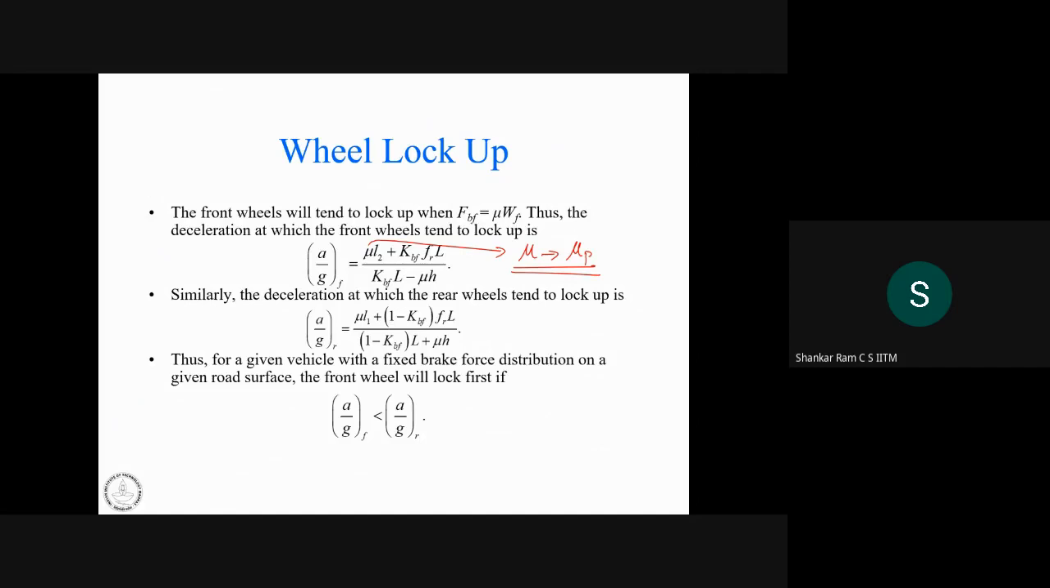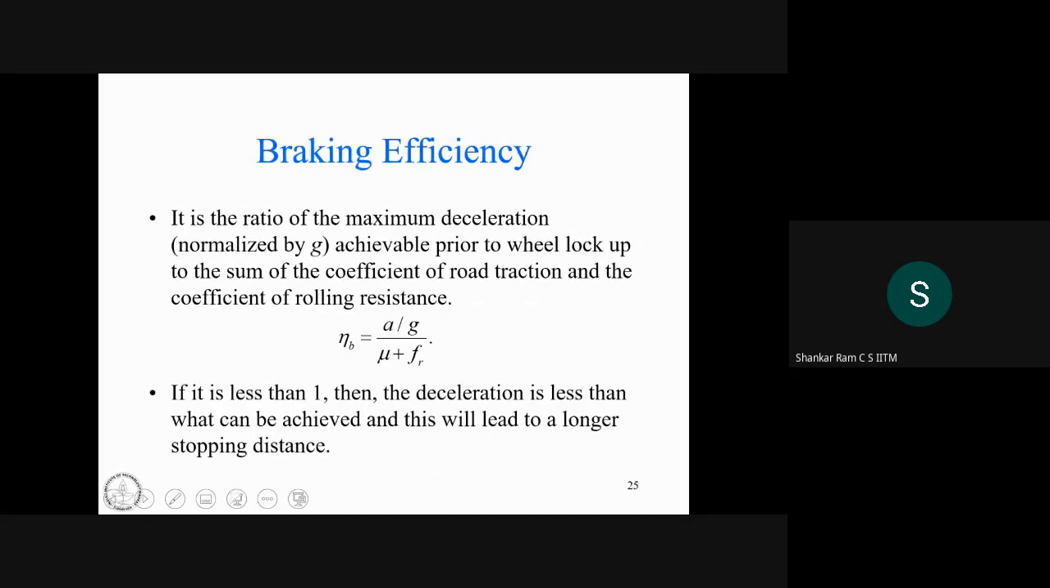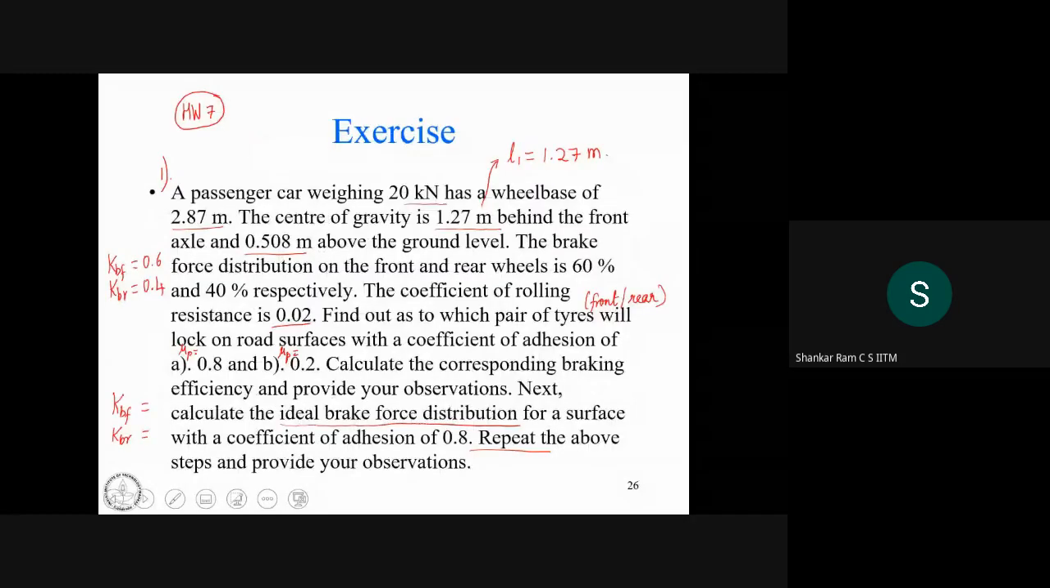Okay. Well, let me repeat the problem very carefully. There are two sub problems here. The first sub problem, I have given you a KBF and KBR of 0.6 and 0.4 respectively, right? So this is problem number 1. So what you need to do is take KBF and KBR as 0.6 and 0.4 respectively, and then calculate A by GF and A by GR for mu P equals 0.8 and mu P equals 0.2. Calculate A by GF, A by GR, and eta B, the braking efficiency.